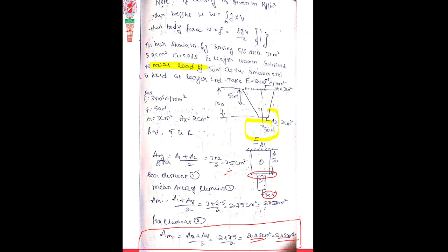Whenever any body is suspended vertically, definitely there is self weight acting, or not? Weight is acting on the body. Yes, sir. Then it is also suspended vertically, so weight is acting. Then self weight is a body force. So body force is acting, no? Then how do we find that body force value?